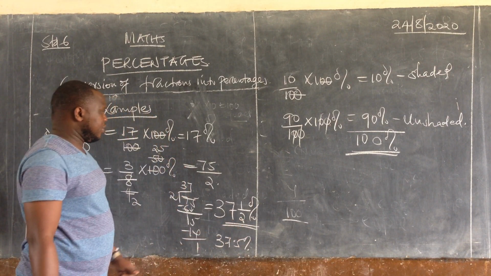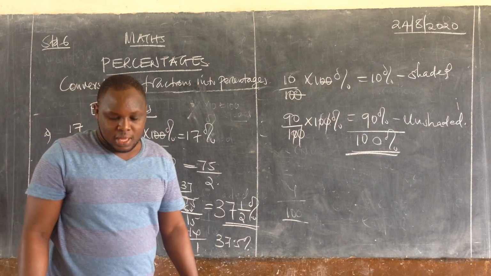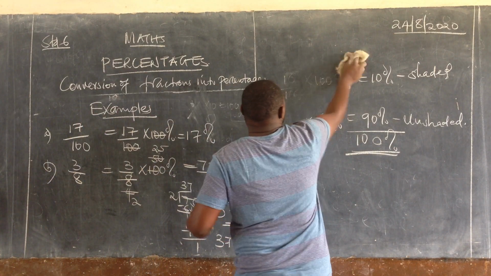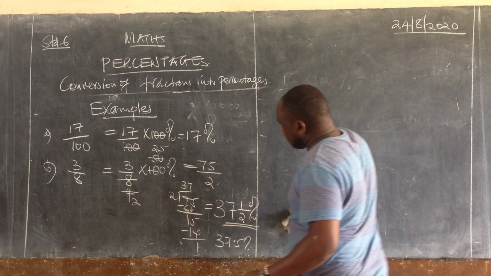Half is always 0.5. A quarter is 0.25. And 3/4 is 0.75. So you can move on and complete other few questions.